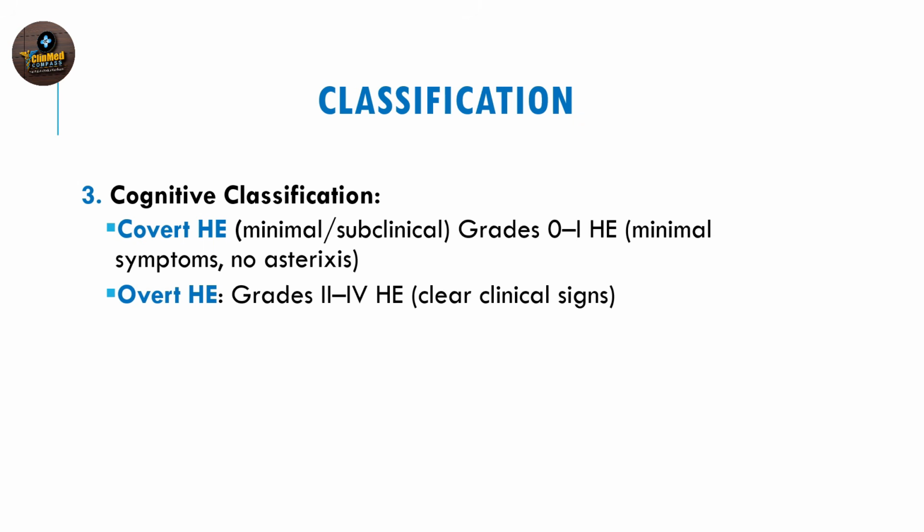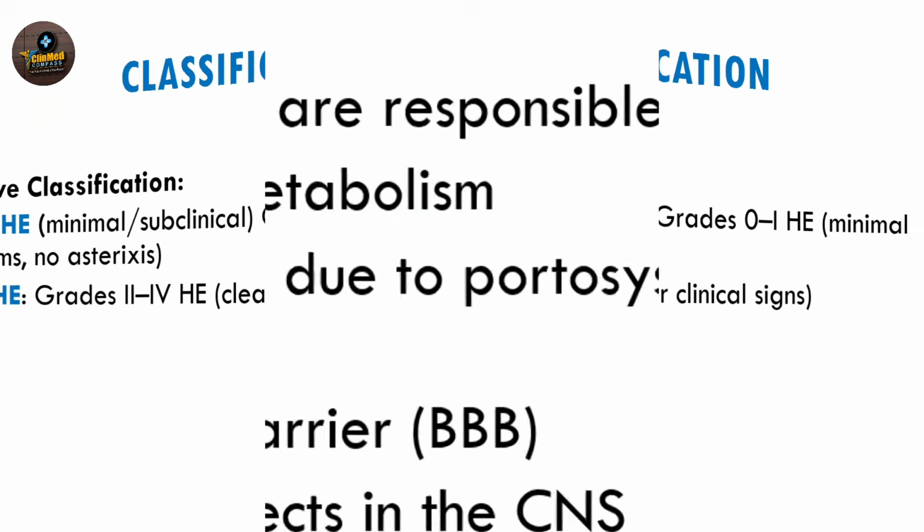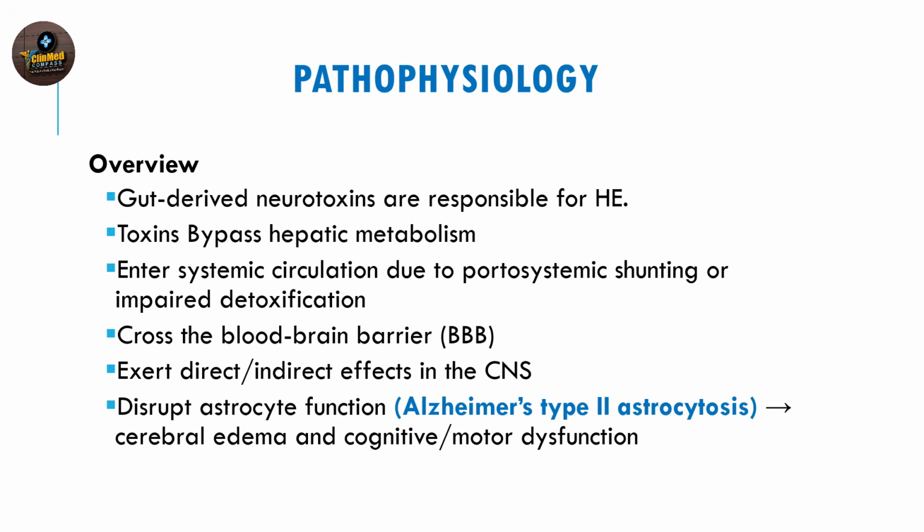From the cognitive standpoint, hepatic encephalopathy is classified as covert and overt hepatic encephalopathy. For covert, they have minimal or no symptoms, equivalent to West Haven grading of 0 to 1. For overt hepatic encephalopathy, these have clear clinical signs, equivalent to grades 2 to 4 of the West Haven grading of hepatic encephalopathy. The central concept in hepatic encephalopathy is accumulation of gut-derived neurotoxins.